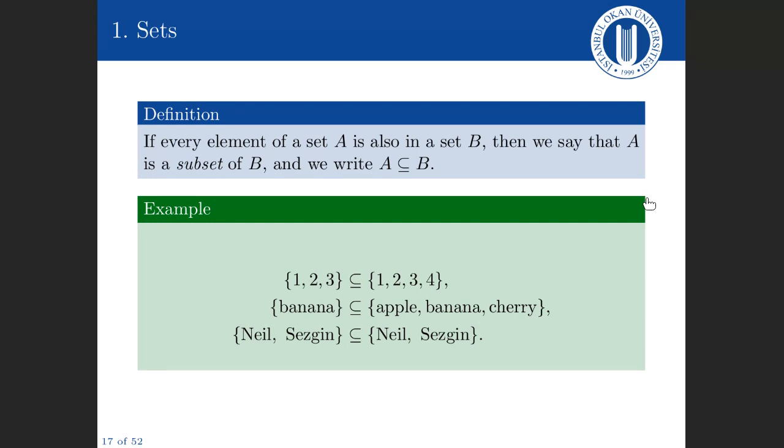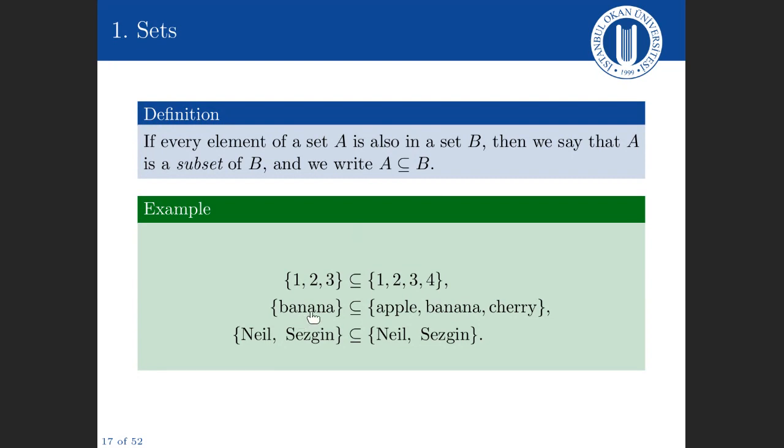If every element of a set A is also in another set B, then we say that A is a subset of B, and we write it like this. A is a subset of B. For example, look at the sets {1, 2, 3} and {1, 2, 3, 4}. The number 1 is in the set on the right, the number 2 is in the set on the right, and the number 3 is in the set on the right. So we can say that the set {1, 2, 3} is a subset of the set {1, 2, 3, 4}.